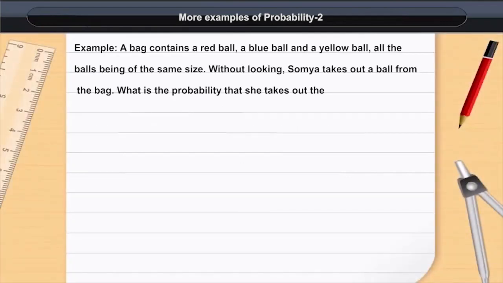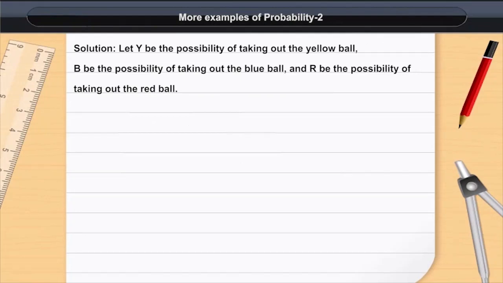Example. A bag contains a red ball, a blue ball, and a yellow ball, all the balls being of the same size. Without looking, Soumya takes out a ball from the bag. What is the probability that she takes out the 1. Yellow ball, 2. Red ball, 3. Blue ball? Solution. Without looking, Soumya takes out a ball from the bag.